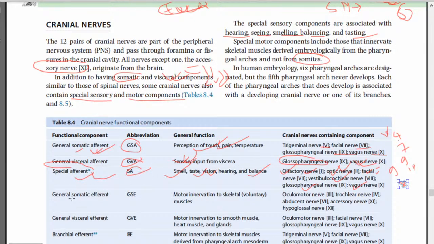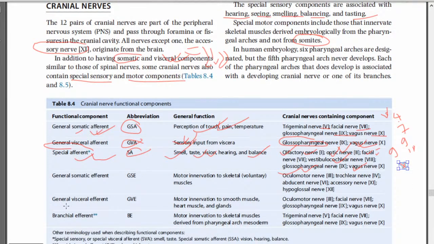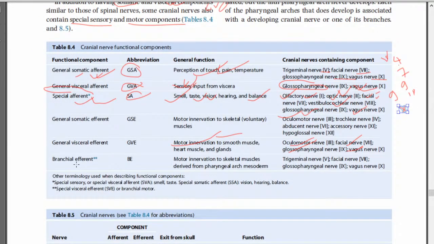General somatic efferent is motor innervation to the skeletal muscle, for example the trochlear nerve. General visceral efferent is motor innervation to the smooth muscles, heart muscle, and glands. The oculomotor nerve, facial nerve, glossopharyngeal nerve, and vagus nerve, which supplies the heart, have this component.